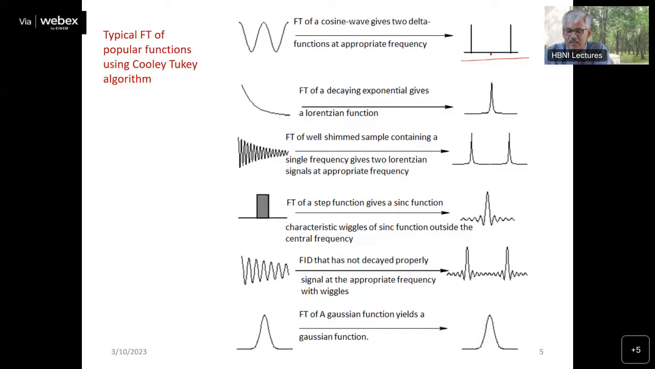Okay, so you get a clear-cut NMR Lorentzian line. I told you that NMR lines are all Lorentzian functions. If you do a Fourier transform of a well-simmed sample containing a single frequency, then exactly like in this case, you also get the two. So it cannot distinguish between the positive and negative frequencies, although it is a single frequency only. That's why we need quadrature detection, and I have explained that in my last class.